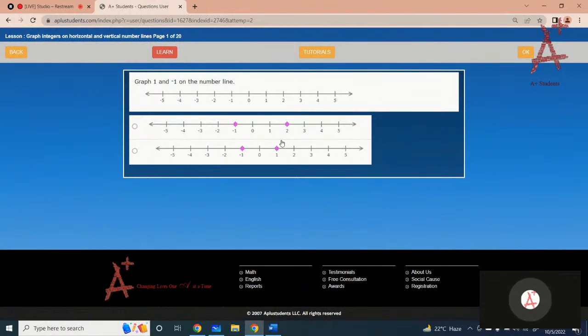Okay, the first one is graph 1 and -1 on the number line. So which option is the correct one? The second one. Very good, because the second one represents the number 1 and -1. 1 is at the right hand side of the 0 and -1 is at the left hand side. So second one is the correct option. Got it?